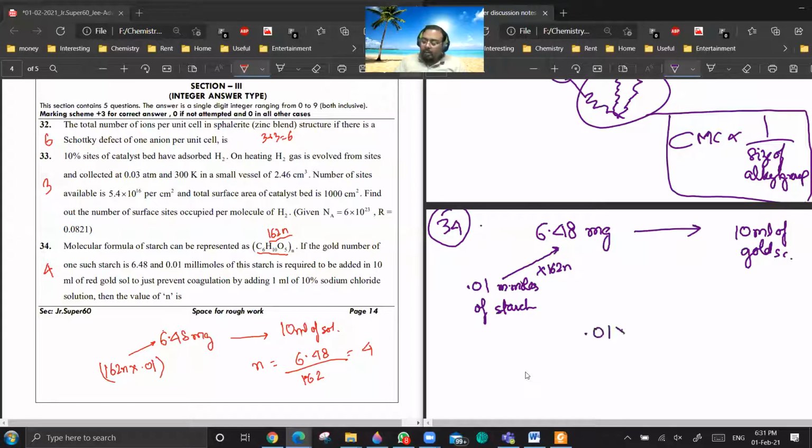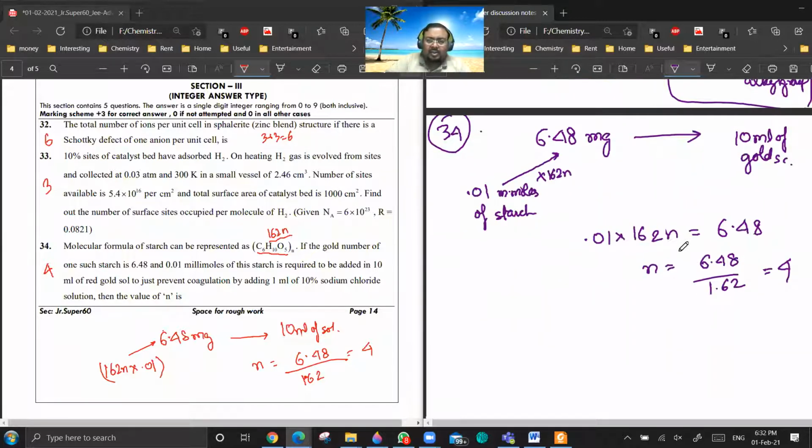And its molar mass is 162n. I can write 0.01 into 162n. See, if you have millimoles and you multiply it by the molar mass, you will get the weight in milligrams. If you have moles, you get the weight in grams; millimoles, milligrams. Is it clear? Yes, sir. So that is equal to 6.48. So from this n will be equal to 6.48 by 1.62 into 4. Is it clear? 34 is done. Yes, sir.